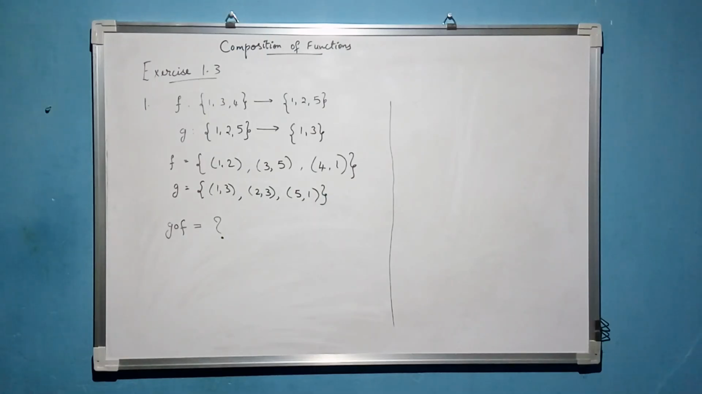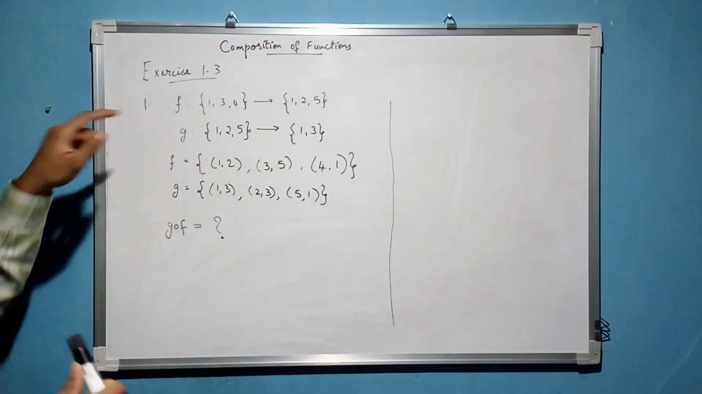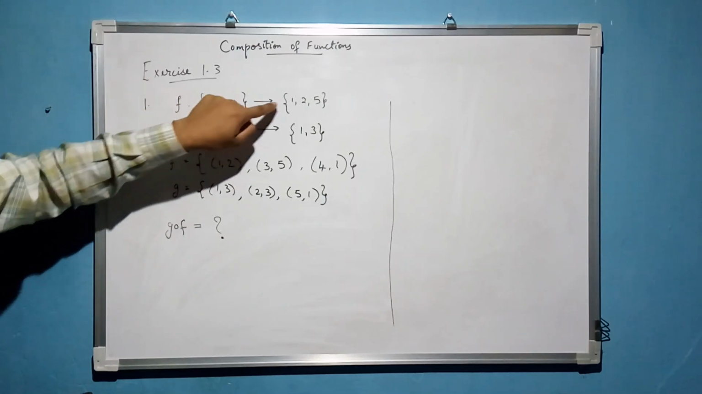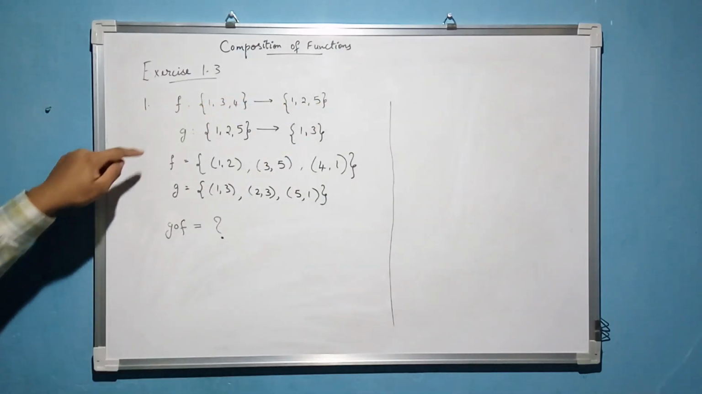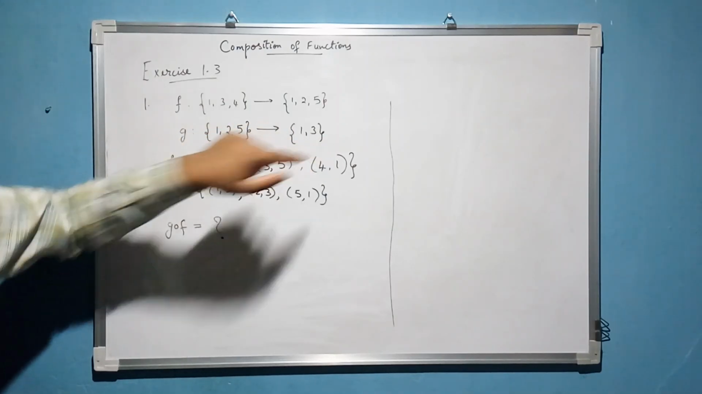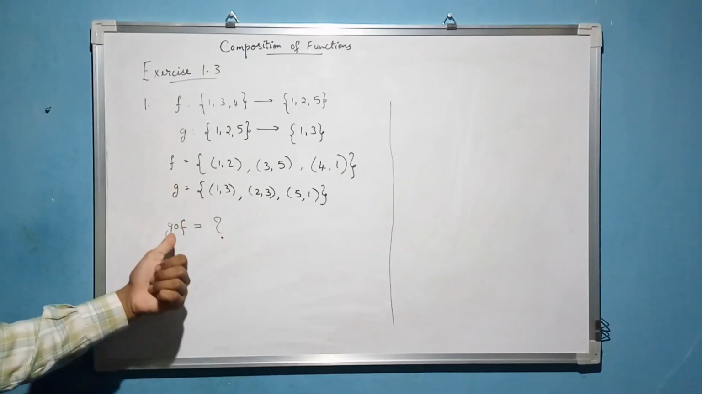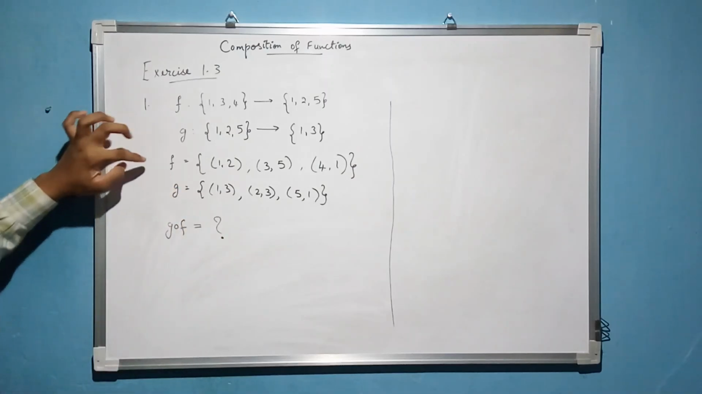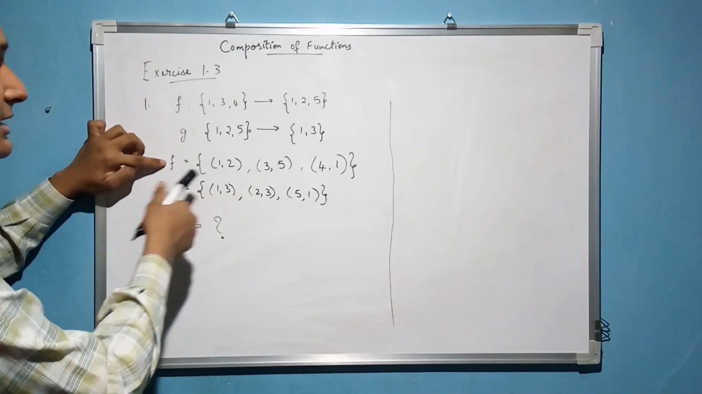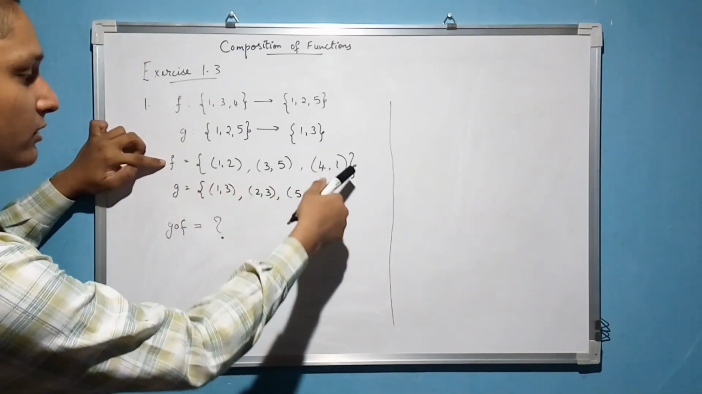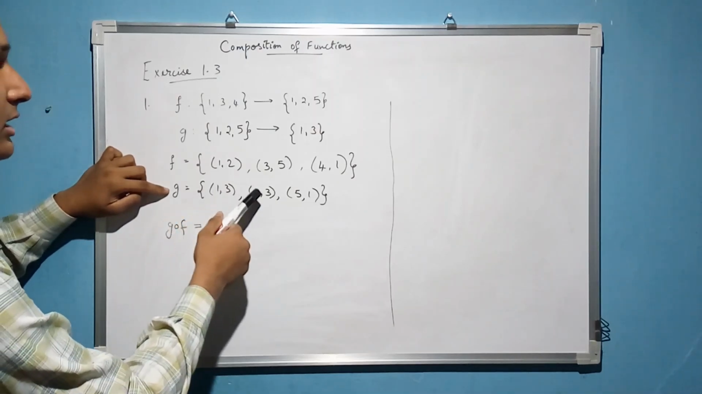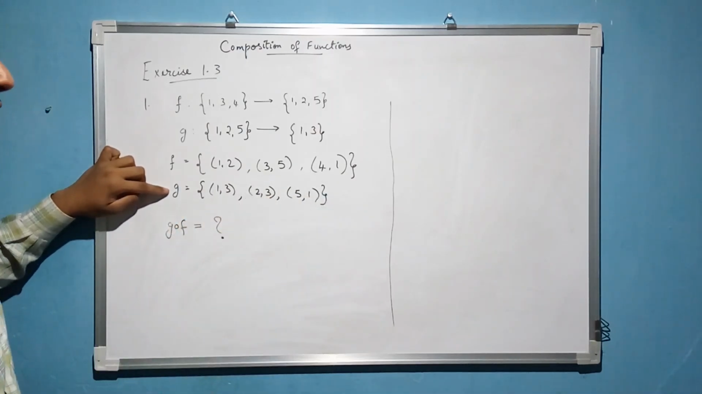1.3. Yes, the first question: f is a given function from set {1, 3, 4} to set {1, 2, 3, 5}, and g is a function from set {1, 2, 3, 5} to {1, 3}. So what is g dot f? That is the question. Here the elements given for the function f are 1→2, 3→5, 4→1, and the elements given for g are 1→3, 2→3, 3→2, 5→1.